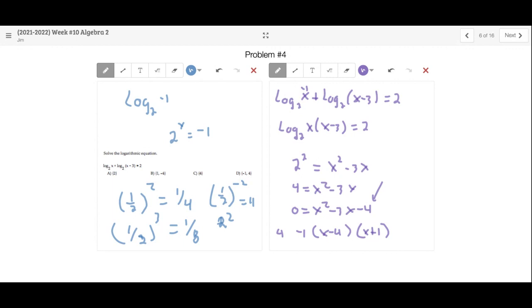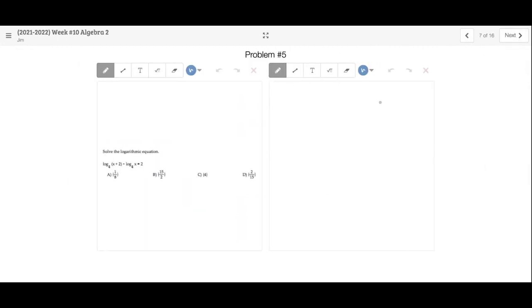Okay, all right. Problem number 5. Let's take a look at number 5 now. So our answer should be letter C, right? Go with letter C because negative 1 did not work there. All right, so number 5. It says solve the logarithmic equation.